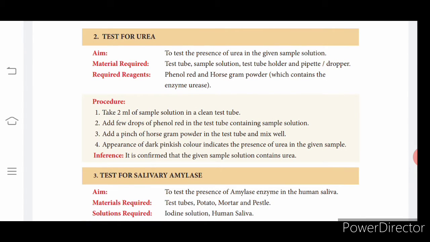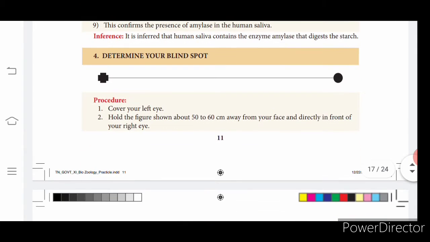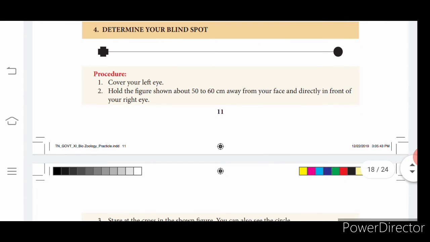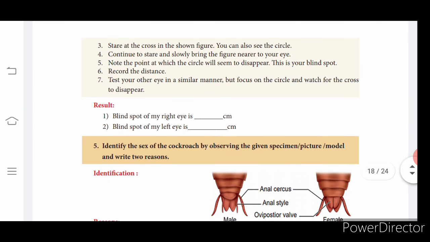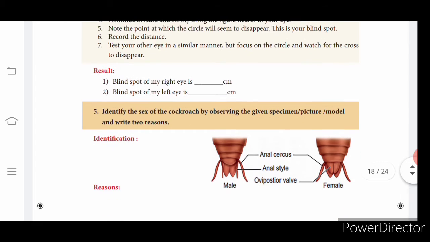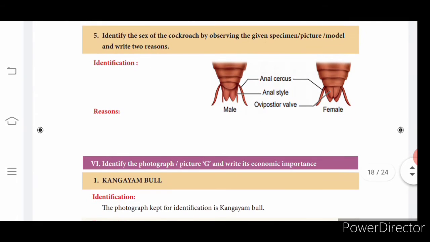There is nothing to be drawn or written on the left-hand side, only on the right-hand side you should make everything. The determination of your blind spot also, whatever is there, you copy. Leave the blind spot of my right eye, where a dash is given, as a blank. I will make the next video on how to determine your blind spot. Same way you can do it. Please listen to this carefully.